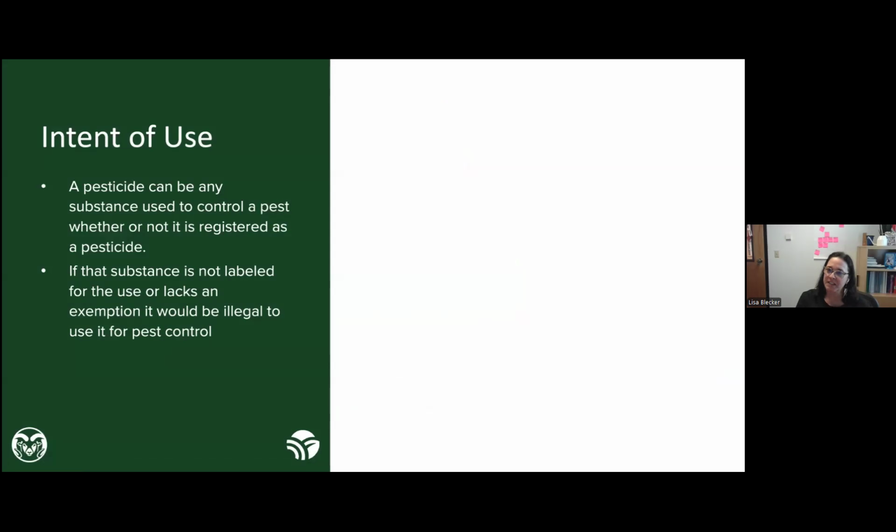Now, intent of use is really important. That's the intended part of the definition. Whether it's registered or not, if you're using something, vinegar, salt, soap solution, with the intention of causing harm to whatever the pest is, a weed, an aphid, what have you, then you are actually using a pesticide. You're doing that action on purpose. If that substance is not labeled or lacks an exemption, it would be illegal to use it for pest control.